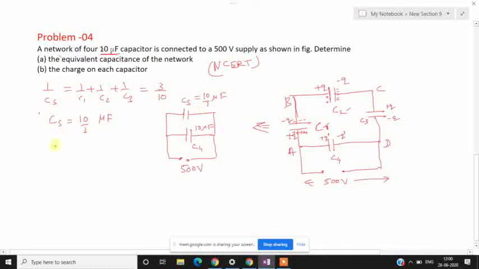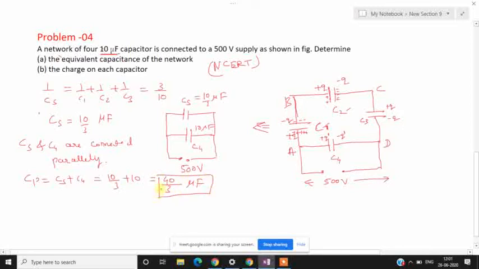So CS and C4 are connected in parallel. The CP will be equal to CS plus C4, that is 10 by 3 plus 10, so it will become 10 plus 40 by 3 μF. That is the equivalent capacitance.